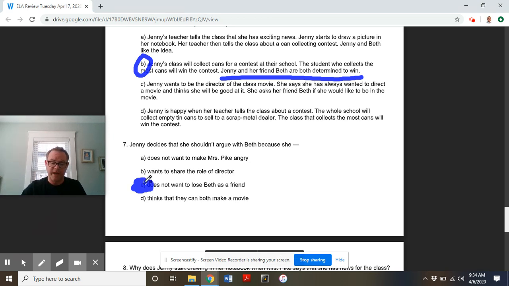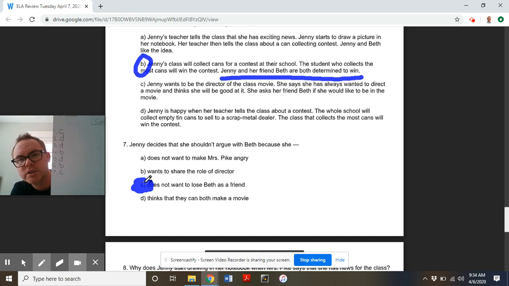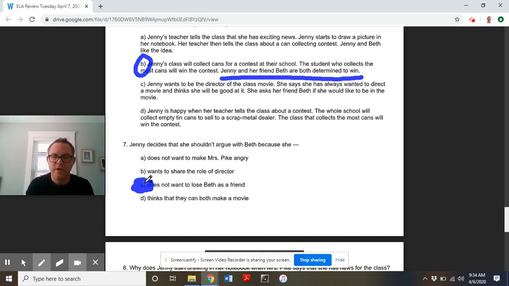Does not want to lose Beth as a friend. Wants to win the contest. Don't get me wrong, she wants to direct the movie, but she also has this best friend and doesn't want to lose this best friend over the contest. So C, 7 and C. Here we are. We're at this stage. Good. Cool.